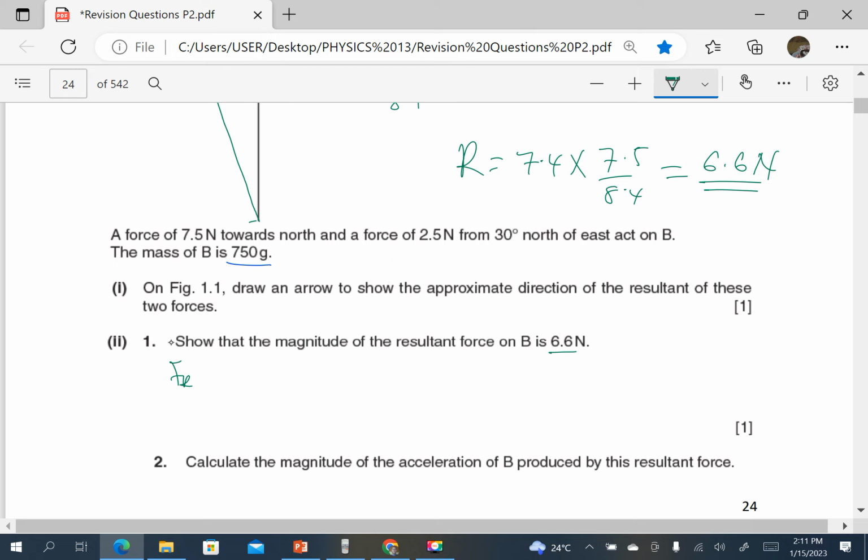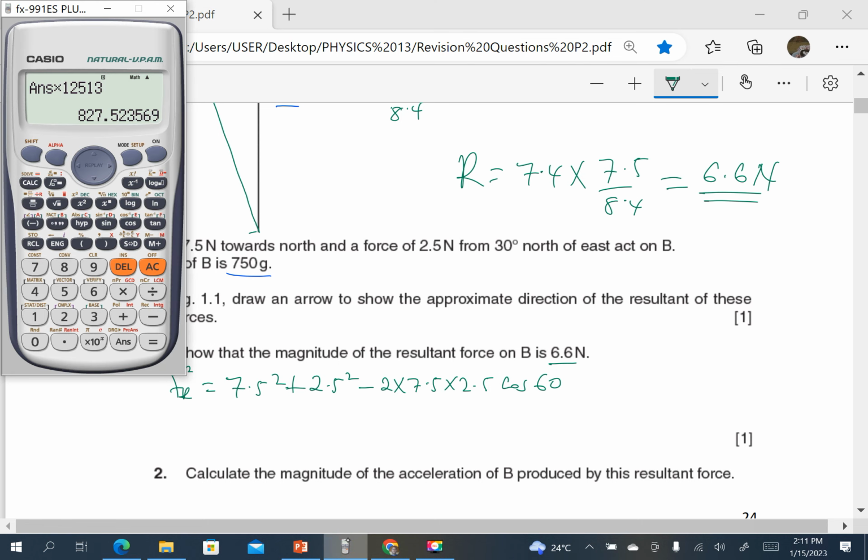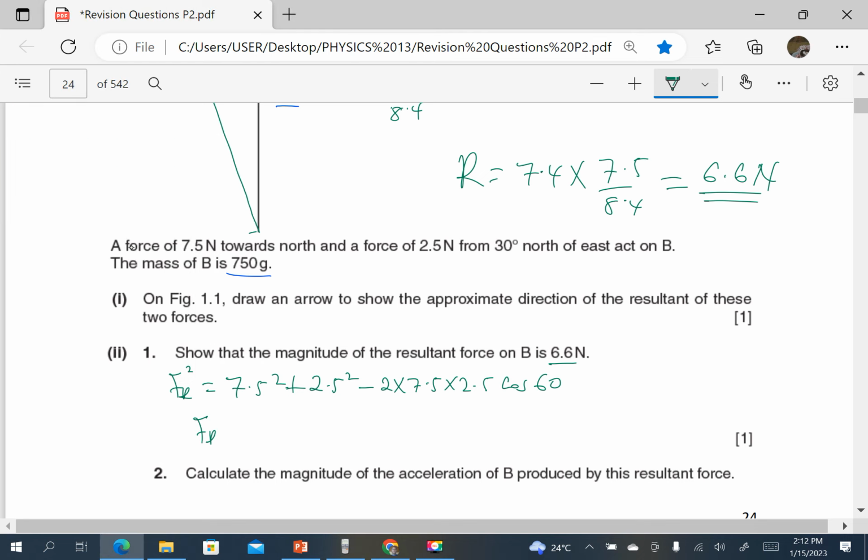So the resultant force Fr squared is equal to 7.5 squared plus 2.5 squared minus 2 times 7.5 times 2.5 cos of 60. I will just press my calculator here. So I have 7.5 squared plus 2.5 squared minus, I'll open a bracket, 2 times 7.5 times 2.5, cos of 60. That is 175 over 4, square root. So the resultant force is approximately 6.6 newtons. It is just 1 mark.